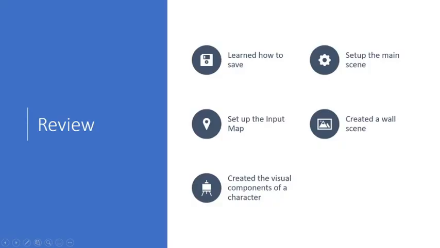Just to review, we have learned how to save any scripts or TSCNs we need to do. We've mapped the input from keyboards or controllers. We've created the visual components used for a character and also for that of a wall. And we've learned how to use collisions both of a static body and a kinematic body 2D. We've also set up the main scene which holds these walls and players. In the next video, we're going to learn how to do the script that's going to control how our player moves.